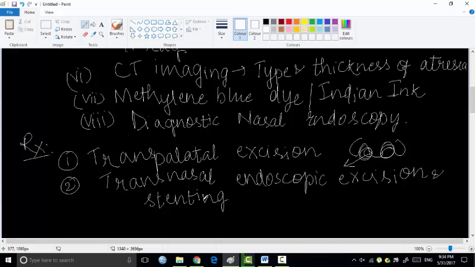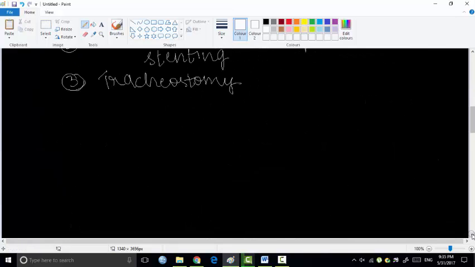So what do you do in this? We'll deal with it right now. So first you will excise it. We'll deal with it in our next class, where we deal with all the surgeries. Right now just know what is done, and then you can do tracheostomy, right? Tracheostomy can be done.